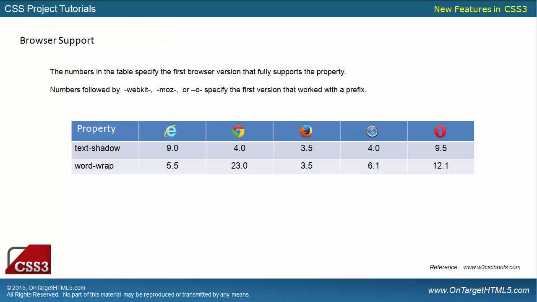All right, so for text shadow and word wrap, which are the two we're going to cover in this tutorial, they are supported across the browsers. With Internet Explorer, text shadow was supported in 9.0, word wrap in 5.5. Chrome supported text shadow in 4.0, word wrap in 23.0. Firefox supported both text shadow and word wrap in 3.5. Safari supported text shadow in 4.0 and word wrap in 6.1. And Opera supported text shadow in 9.5 and word wrap in 12.1.